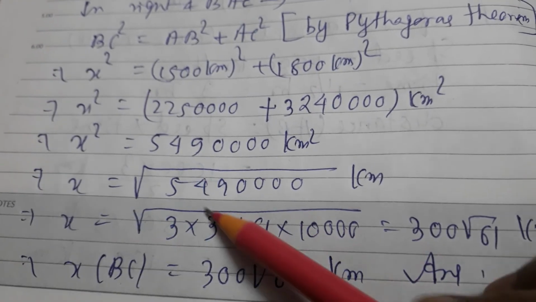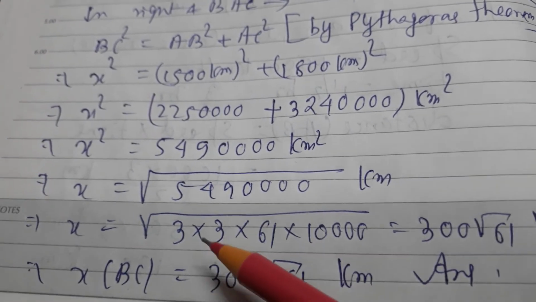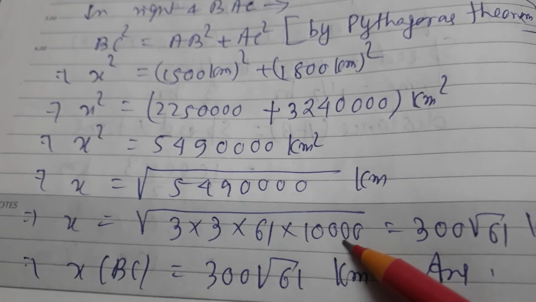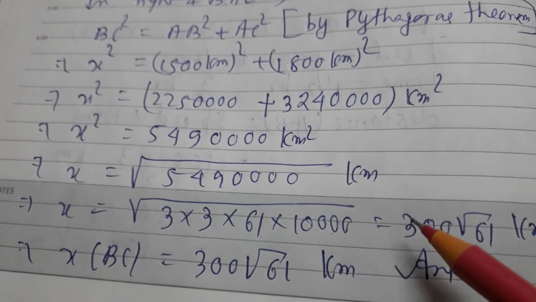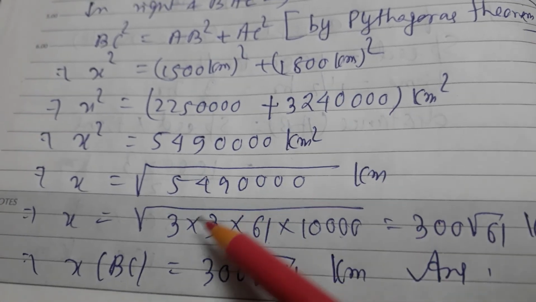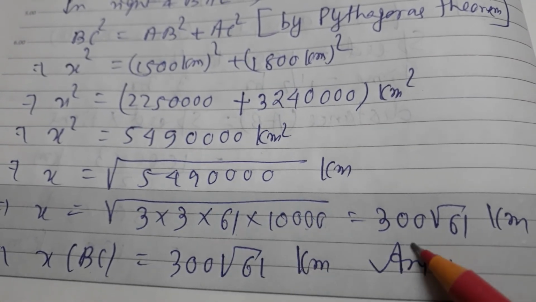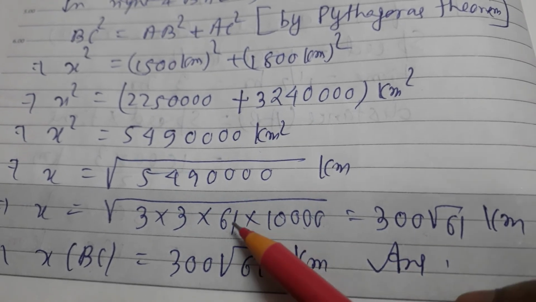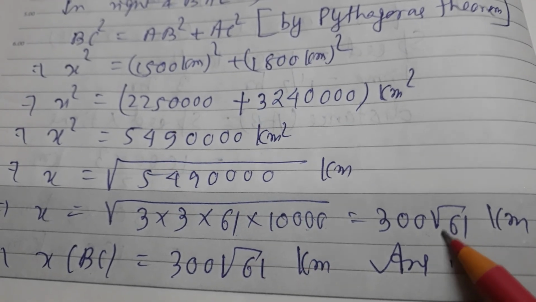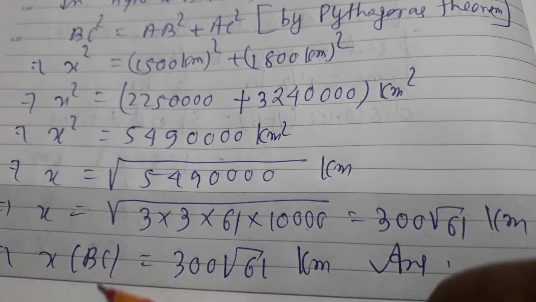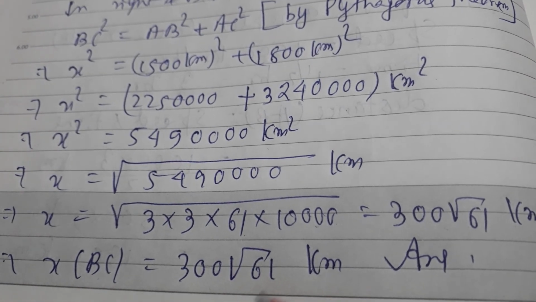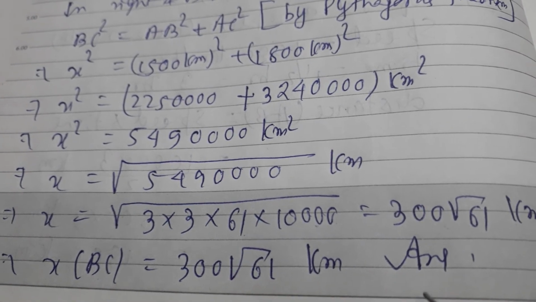So x equals root under 549,0000 kilometer. You break 549, 3 into 3 into 61, and there are 4 zeros. So how can you take out the square root? For 2 threes you write down 1 three. For 4 zeros you write down 2 zeros. So 300 and root 61 will remain. That is BC, X equals 300 root 61 kilometer, answer. Okay.